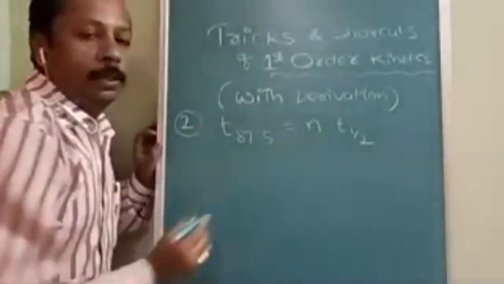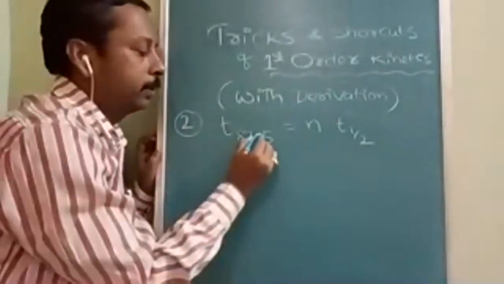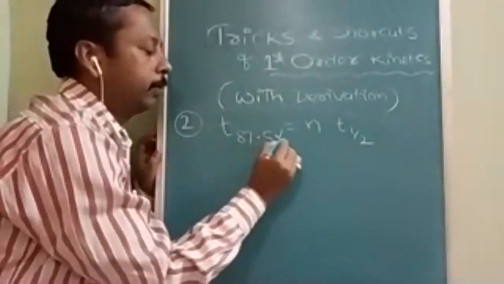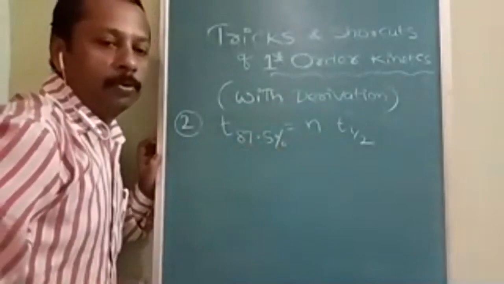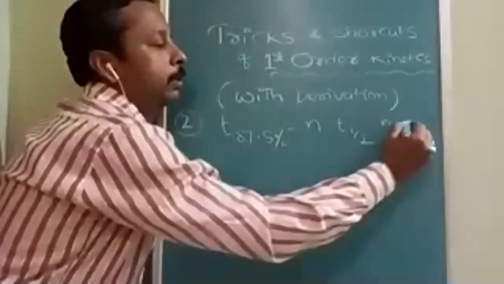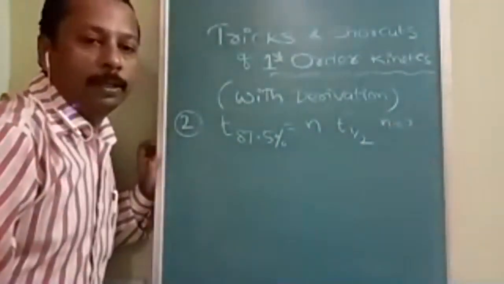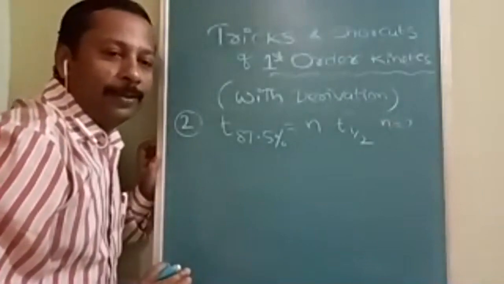Okay, what is that N times? Question is T 87.5% is equal to N times. Now what is N times? Okay, what is N here? This is also derivation only.